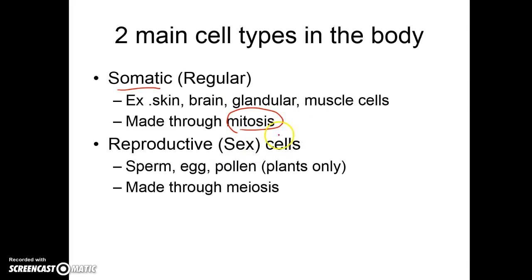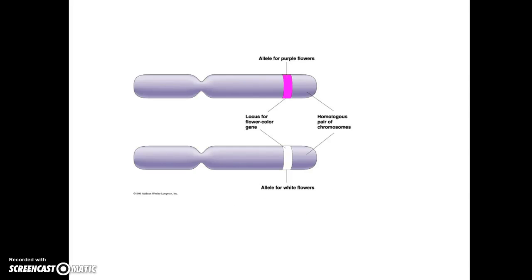Reproductive cells, though, these are also known as gametes. Okay, so gametes are things like sperm, egg, pollen, and they are created through a process of meiosis, and they only carry half of the DNA. Okay, so half the number of chromosomes. And so to get half the number of chromosomes, we have to go through meiosis.